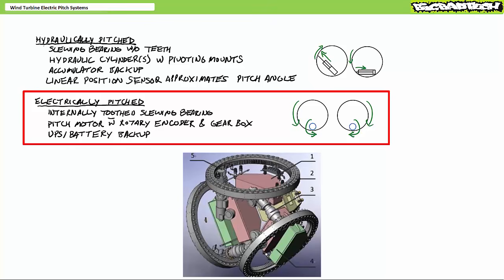In the event of an emergency, an electrically pitched turbine also needs to pitch the blades to a feathered position to decelerate the rotor, only rather than relying on the stored energy of an accumulator, it relies on an uninterrupted power supply, or UPS, and batteries to do so. We'll significantly expand upon this basic description in this particular lecture.